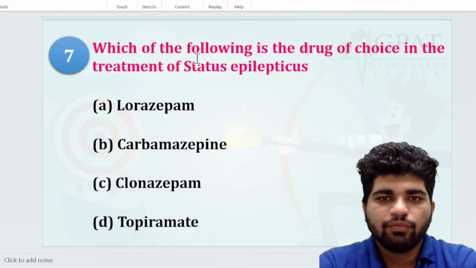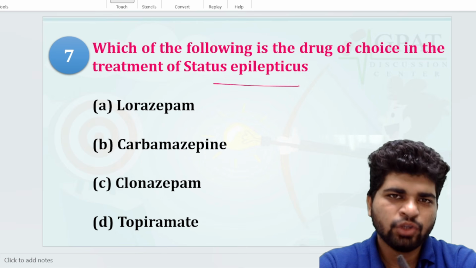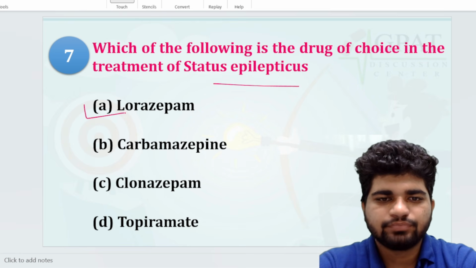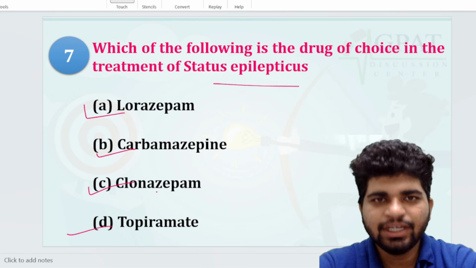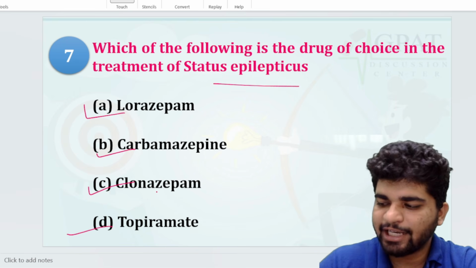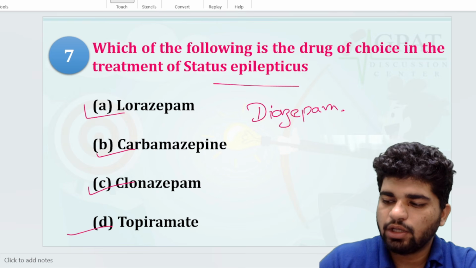Okay, now this one. Which of the following is the drug of choice in the treatment of status epilepticus? Okay, so this question is found to be a little controversial, right? So is it lorazepam, carbamazepine, clonazepam, or topiramate? Some of the options do usually go towards diazepam as well, diazepam as well.